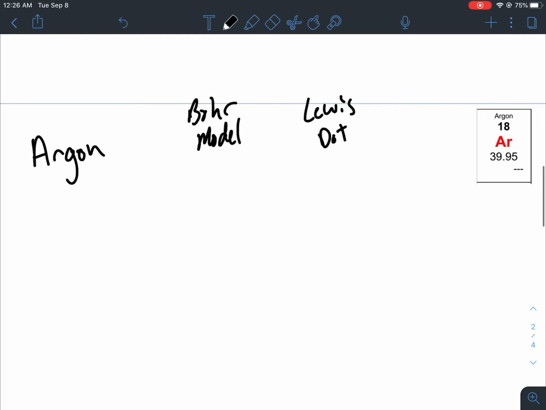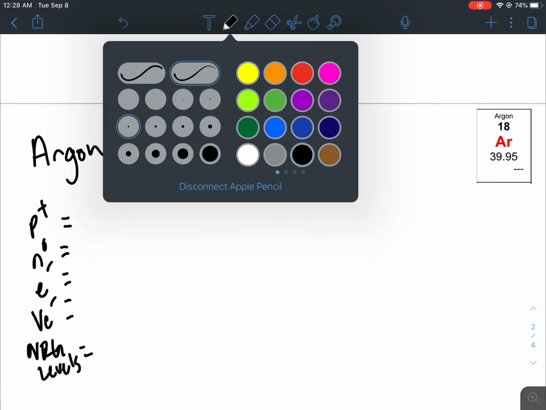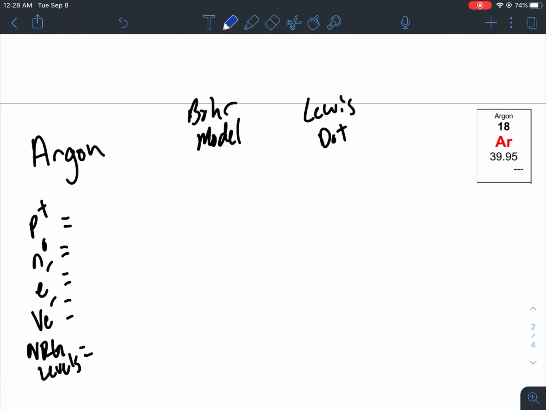Okay, so the first thing we've got to figure out is the protons, the neutrons, the electrons, the valence electrons, and the number of energy shells or energy levels. So we've got to find all that information. We're going to start with that box. This number right here tells us that 18 is our protons and our electrons.